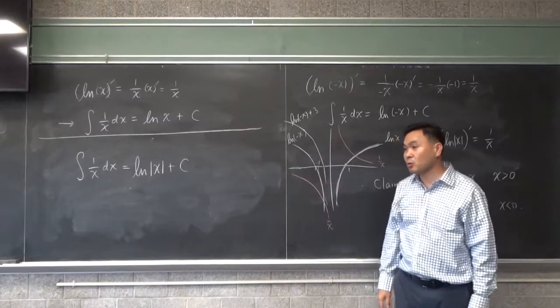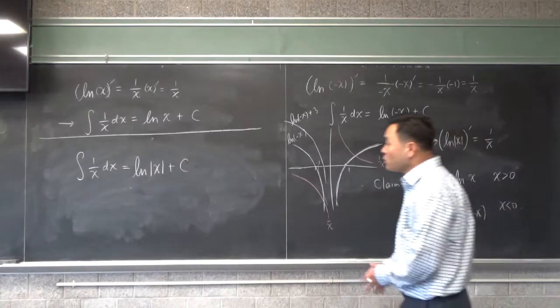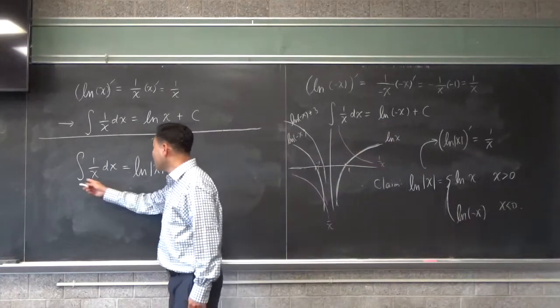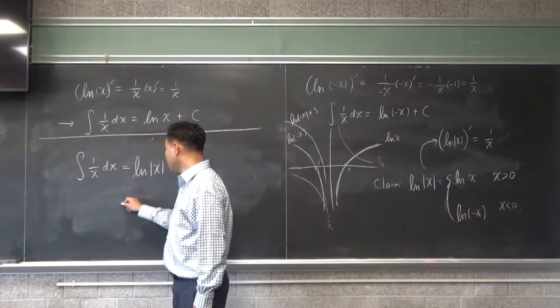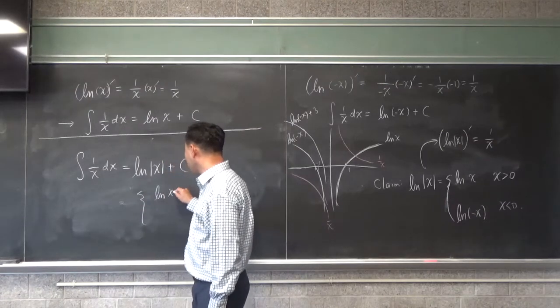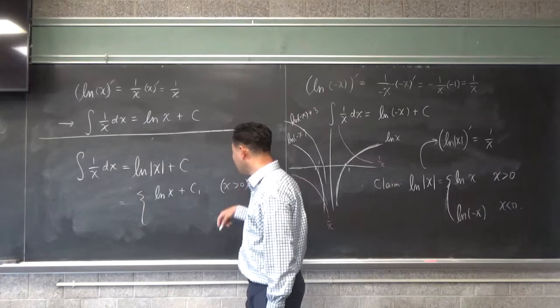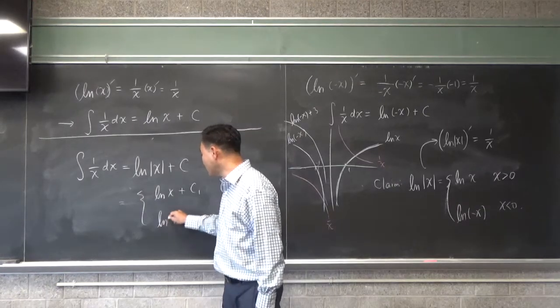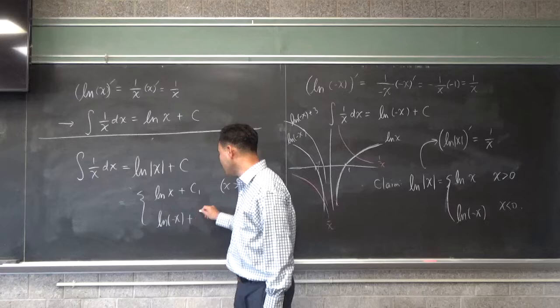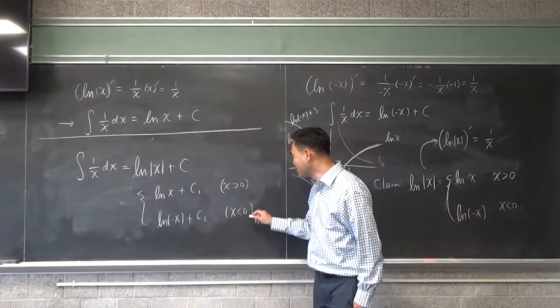So what that actually says is that the really, really correct answer is that the antiderivative of this has to be ln of x plus c1 if x is positive, and ln of negative x plus c2 if x is negative. So that's the really correct answer.